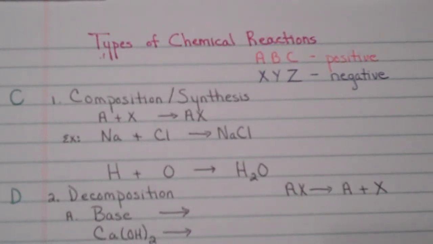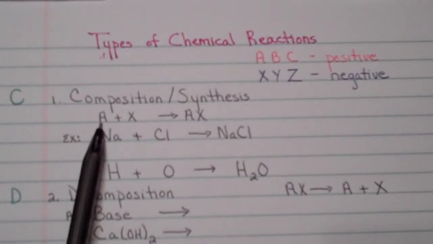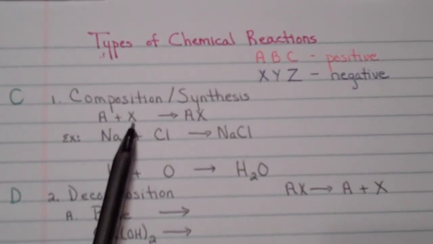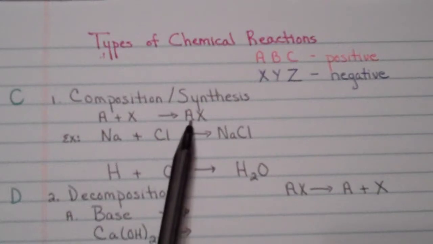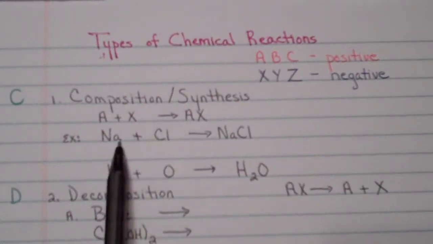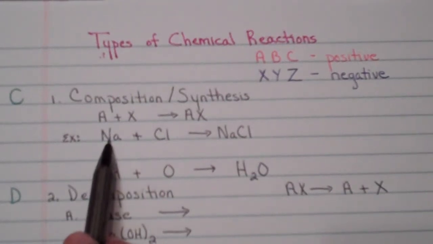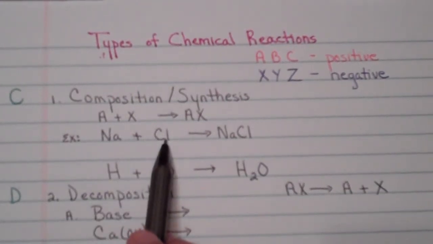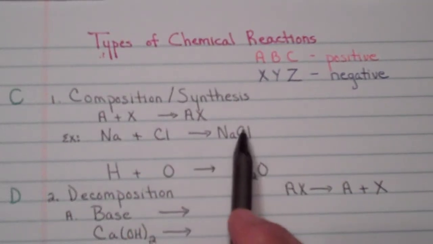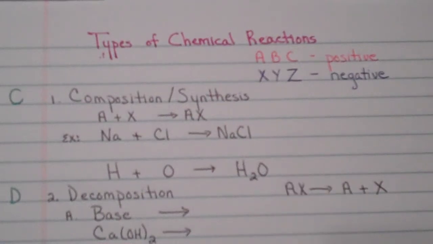We want to talk about types of reactions, and the first type of reaction is a composition reaction, sometimes referred to as a synthesis. And as you can see in this example, we're going to have a positive component come together with a negative component to make a neutral molecule. Let's look at some examples. Sodium, in the first family, we think of it as having a charge of +1. And chloride -1. So the two ions would come together to form a neutral sodium chloride.